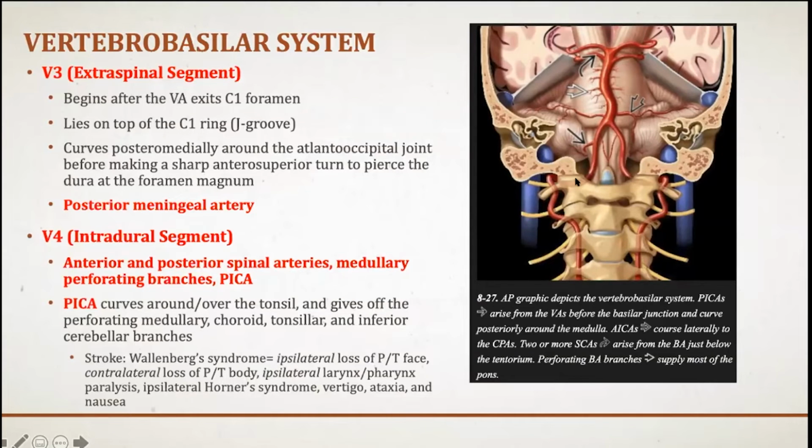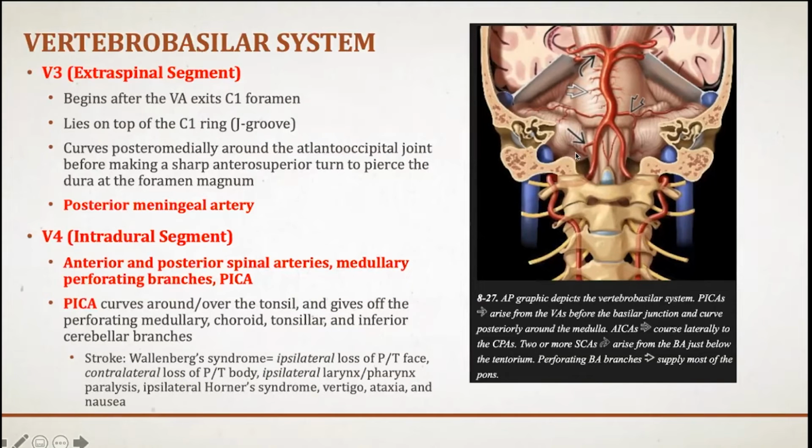So the V4 segment, or the intradural segment, is here. This arrow is actually pointing to another branch, but this is the V4 segment. And off the V4 intradural segment, you have the anterior and the posterior spinal arteries, the medullary perforating branches, and the segment that you see here is the PICA, depicted by this artery.